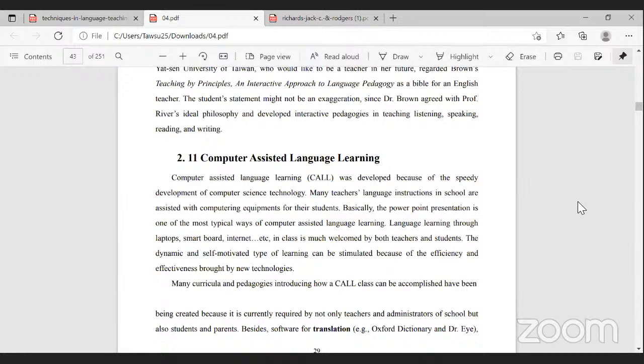Language learning through laptops, smartboard, internet, etc. in class is much welcomed by both teachers and students. So this language learning, which is done through laptops, through smartboard, through internet, etc., is welcomed by both teachers and students.